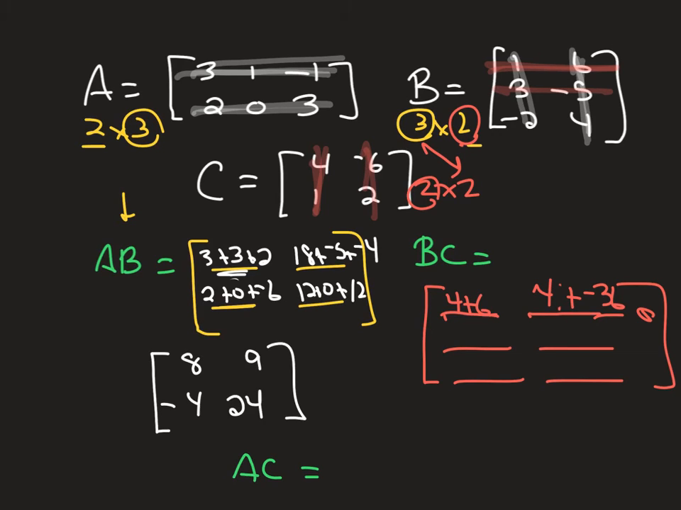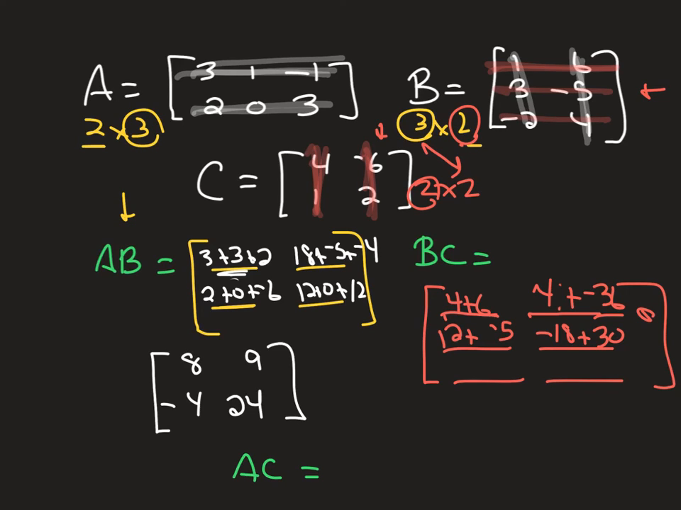So 3 times 4 is 12. Negative 5 times 1 is negative 5. And then I'm going to do the same row, the second row, times the second column. 3 times negative 6 is negative 18. Negative 5 times 6 is 30. Now I'm ready for the third row. So I'm using the third row. I'm going down both columns.